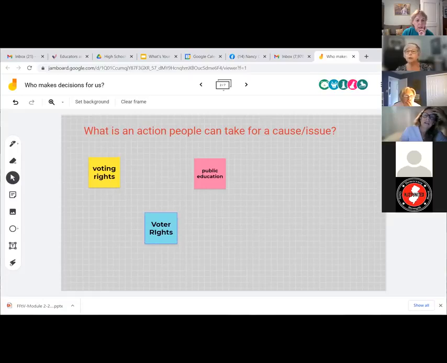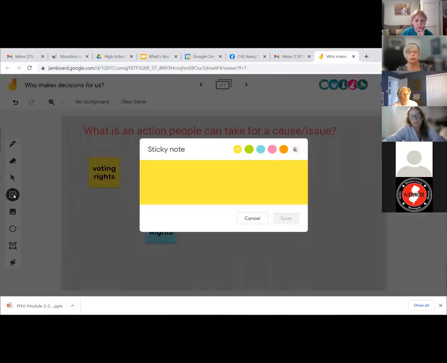Pat, did you click on the link that was in the chat box, or are you just seeing what's on the screen? Well, I clicked on the link and what I got was the gridded board that says, what is an action people can take for a cause/issue? Okay. And I can click on the sticky note, but oh, there, now one's come up. All right, that's mine and that's on my screen.